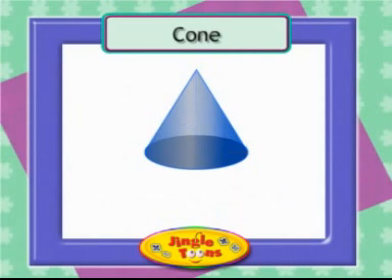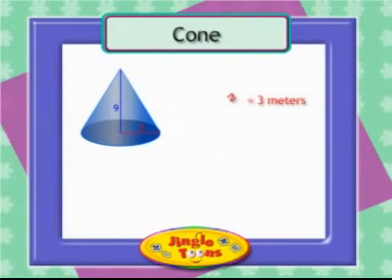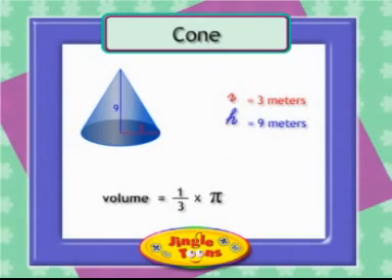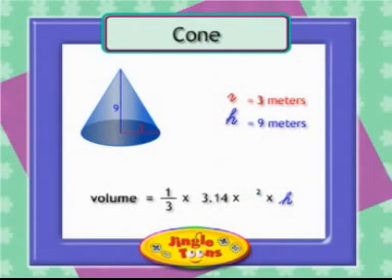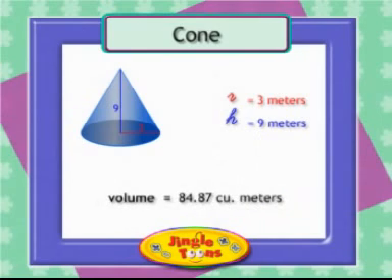If you have to calculate the volume of a cone with the base radius of 3 meters and the height of 9 meters, this is what you will do. r is equal to 3 meters, h is equal to 9 meters. And the formula is volume is equal to 1 upon 3 multiplied by pi multiplied by r squared multiplied by h. So, volume is equal to 1 upon 3 multiplied by 3.14 multiplied by 3 squared multiplied by 9. Volume is equal to 84.87 cubic meters.